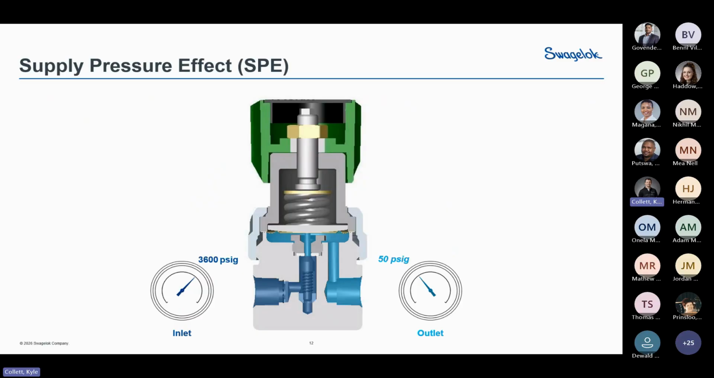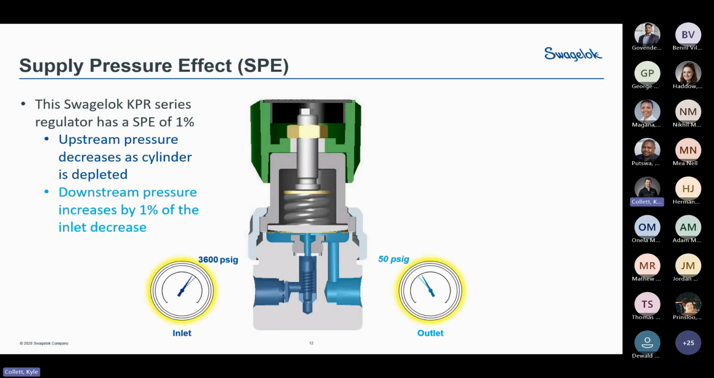The last one we would take a look at is supply pressure effect, or SPE. SPE, supply pressure effect, is a ratio describing the change in outlet pressure per 1,000 psi change in the inlet pressure. Typically the Swagelok KPR series has an SPE of 1%.